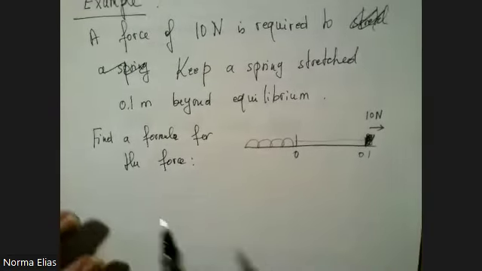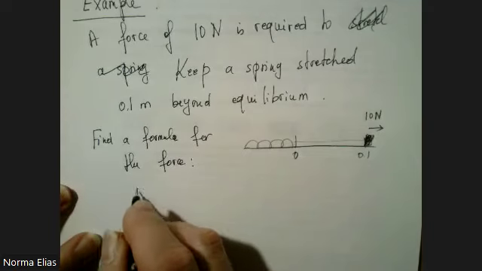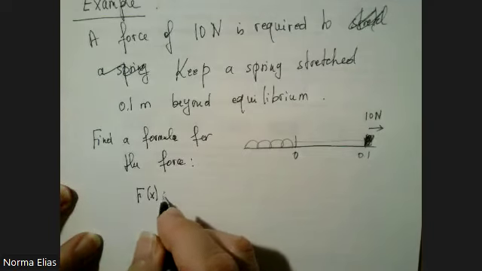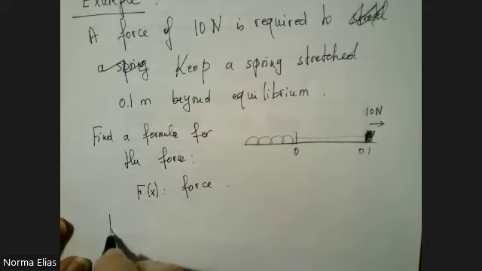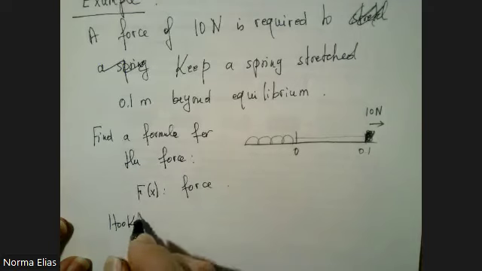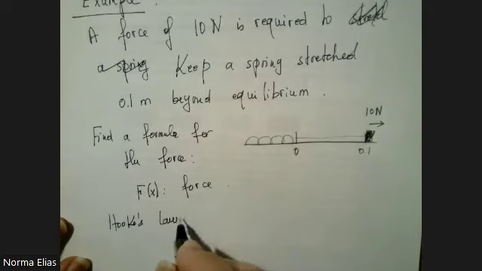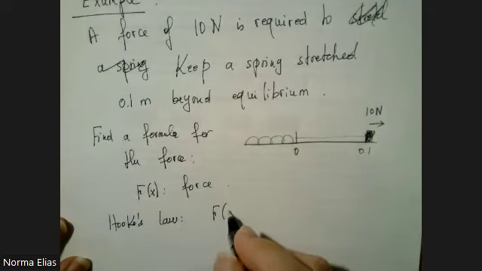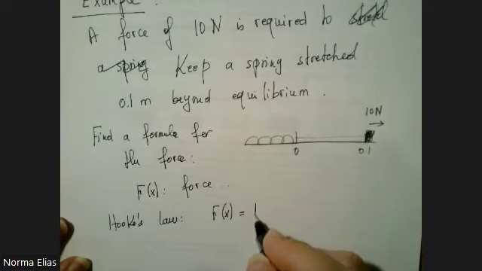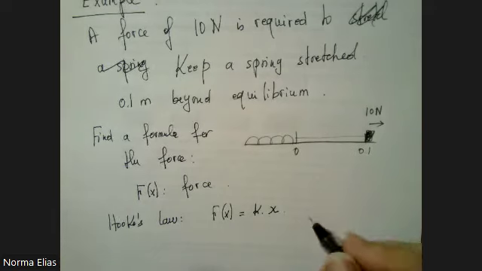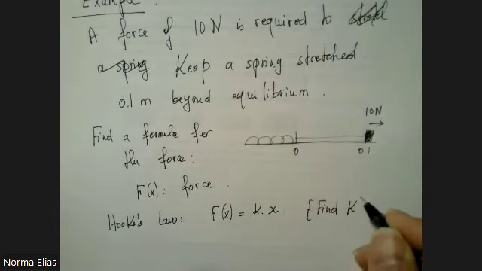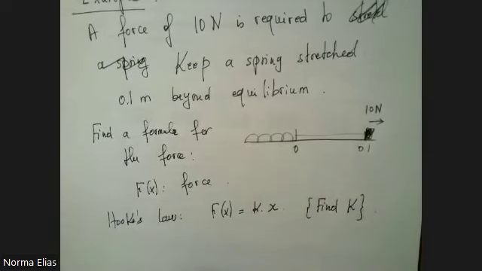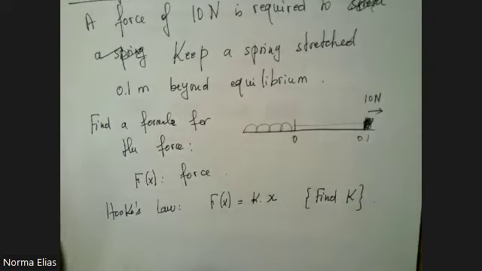The problem is easy because by Hooke's law, we're going to call f of x the name for the force. Hooke's law tells me that the force is given by the formula k times the amount of stretching. And we need to find k. To find the force, we have to find k, because we know the formula once we know k. But what's given?